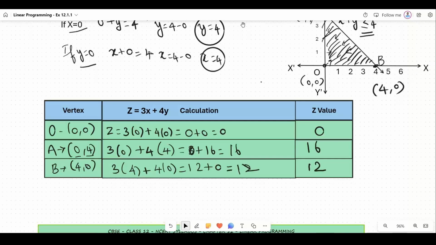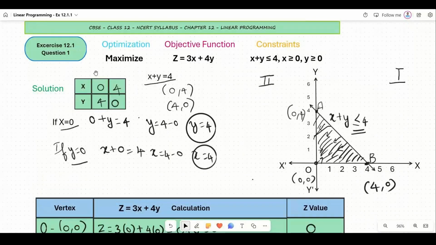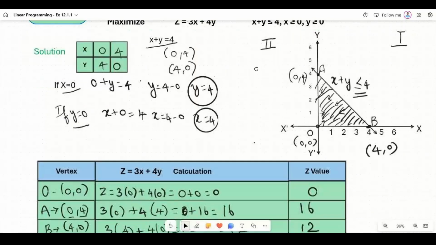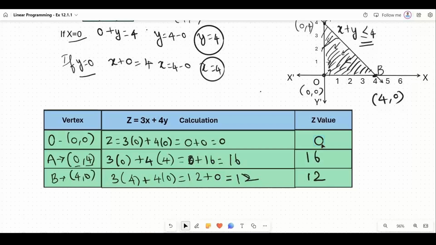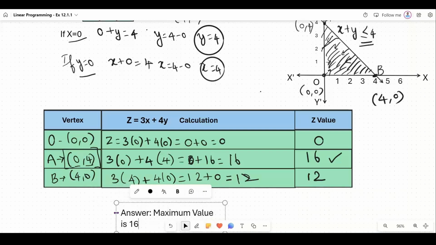So what is the question here? We need to find out the maximum value, to maximize. So the answer here, 16, will be the maximum one, right? And the corner point related to it is 0 comma 4. That is the corner point for this maximum value. So let's go and write the answer here. The solution will be: maximum value is 16 at the corner point 0 comma 4.